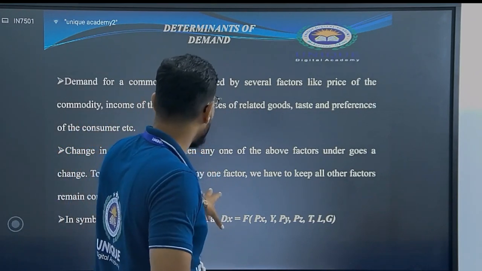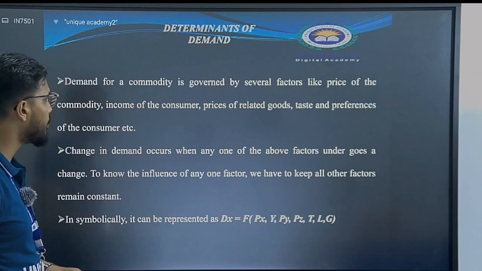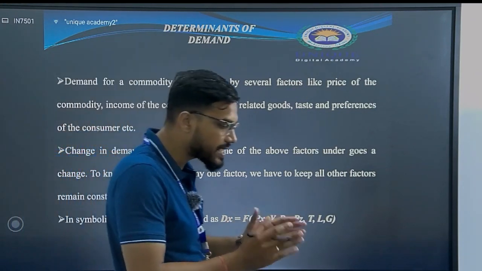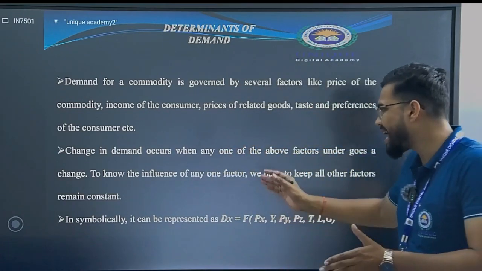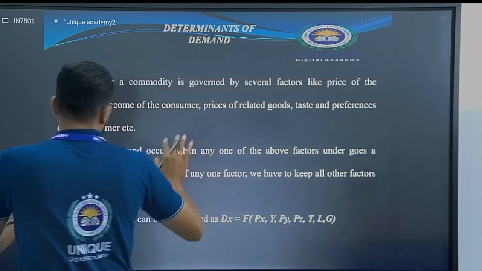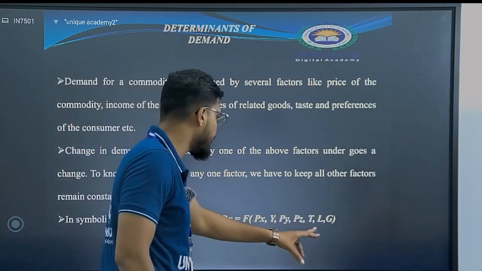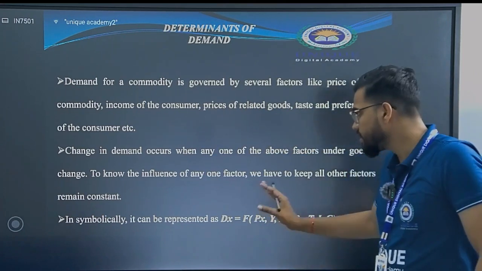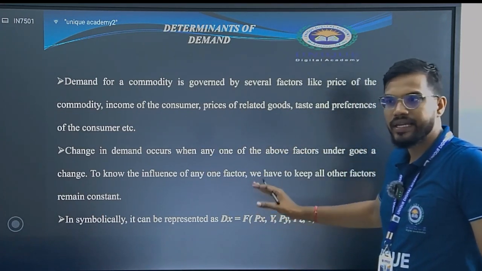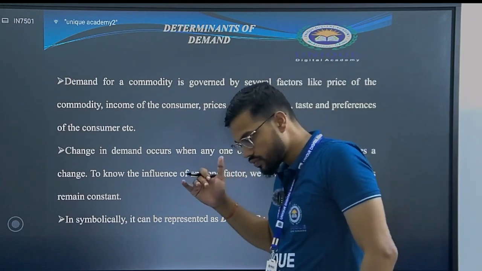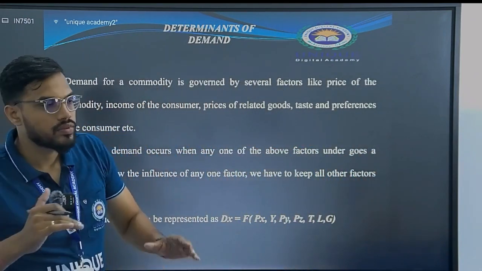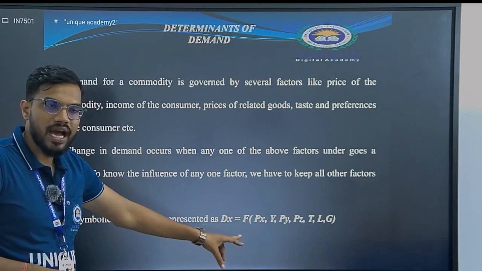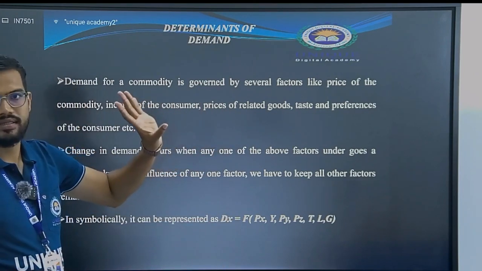To know the influence of any one factor, we have to keep all other factors constant. It means that when we examine the relationship between income and demand for a product, all other factors like price of related goods, taste and preferences, population, government policy remain constant. Because here we examine the relationship between demand and one of the above factors.